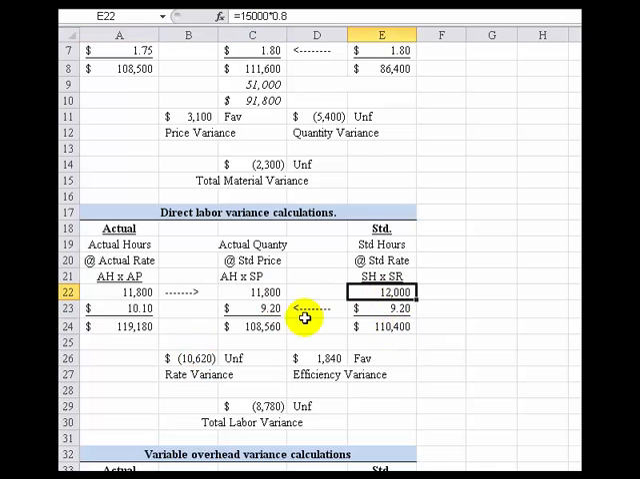And then 11.8 versus 12,000 at the 9.20 standard rate. Here we're just comparing efficiency. The standard called for 12,000. We actually used 200 hours less, so we have a favorable variance equal to the difference between 110,400 and 108,560. Add the two together, and you come up with the total labor variance.